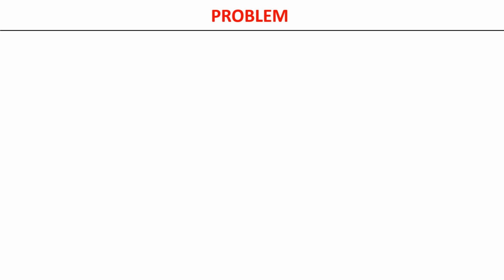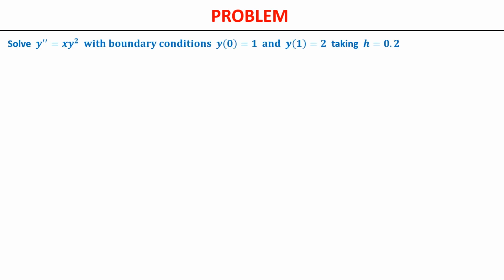Let's start with the problem now. The problem reads, solve y double dash is equal to x y square. So you see it's a nonlinear equation, with boundary conditions y of 0 is 1 and y of 1 equal to 2, and the h value that is given to us is 0.2. So let's see how to solve this.